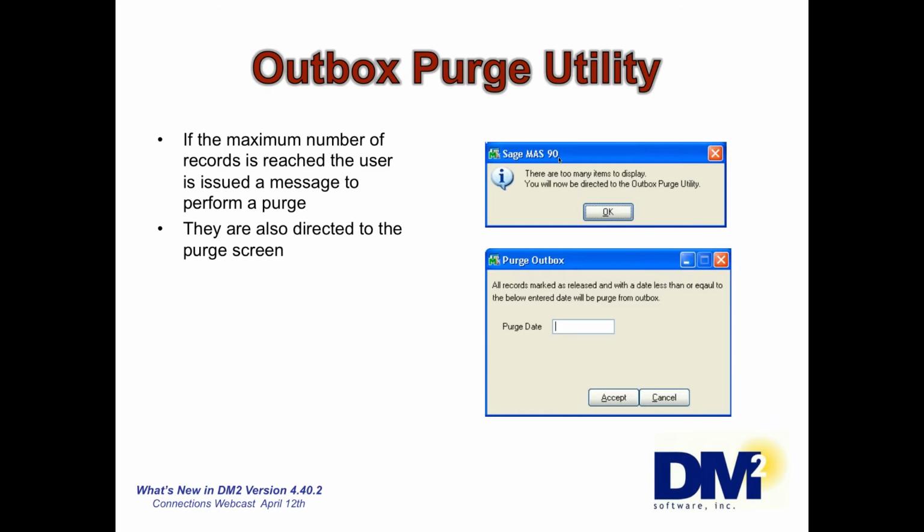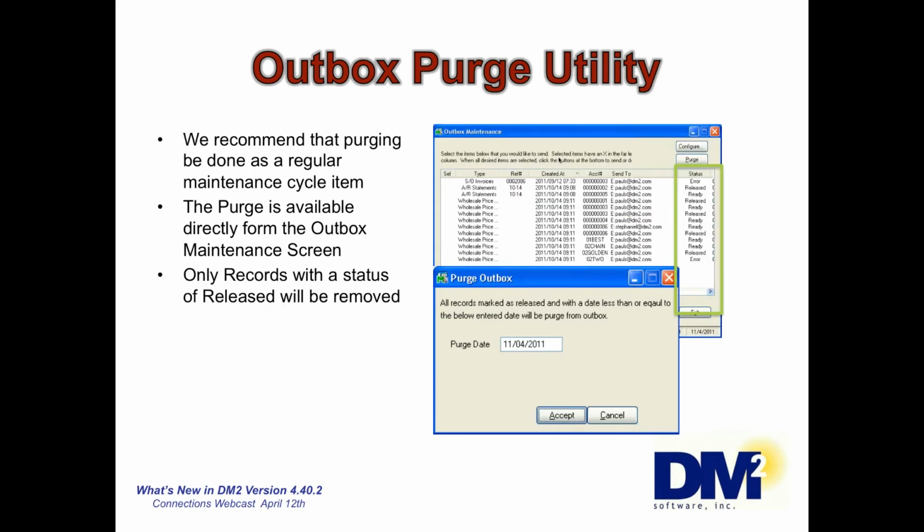So if the maximum number of records is reached, the user is issued a message to perform a purge. You can see here there are too many items to display, and then you're directed to the purge screen. It's pretty straightforward, and it keeps the system clean and operating well. We do recommend purging be done as a regular maintenance item, so it's something to think about.